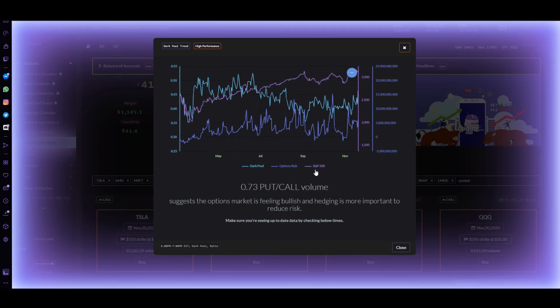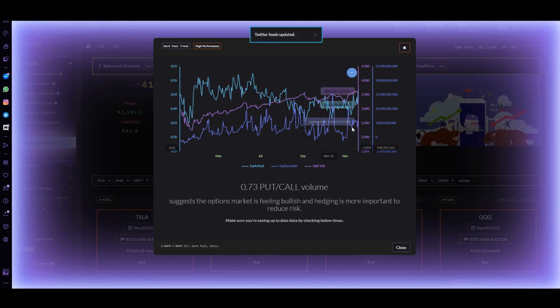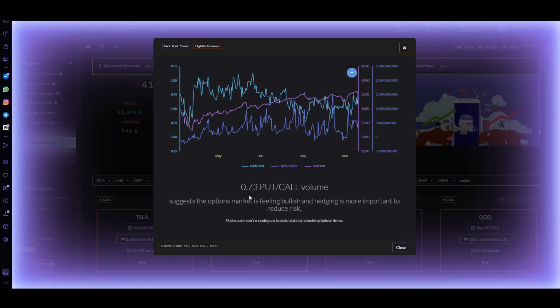Lastly, right here you see 6 p.m., 7 p.m. Eastern Standard Time for dark pool and ratio. That means dark pool data has already updated because it is 6:13 at the time of me recording this. But the ratio right here for the dark pool has not yet updated. It will in about 45 minutes. Then we will know how many people bought puts versus calls.